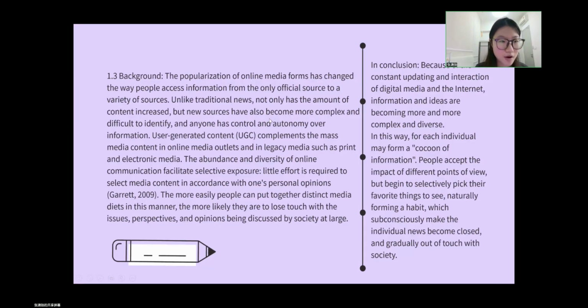Next, about the background of the theory, because of the constant updating and the interaction of digital media and the internet, information and ideas are becoming more and more complex and diverse, so that for each individual there may be a concern of information. After anyone has control and autonomy over information, the more disconnected people become from society, or even lose touch with it.